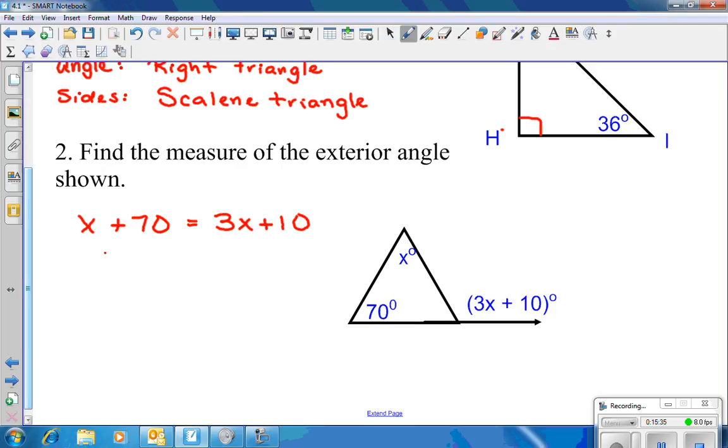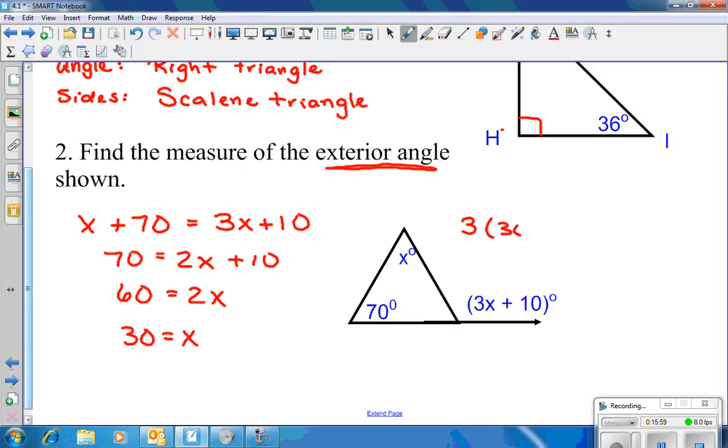You move your x's to the same side, giving you 70 equals 2x plus 10. Subtract 10 from both sides. 60 equals 2x. And divide by 2. So x is 30, but it's not what it asks for, is it? It wants the exterior angle. So that means that we have 3 times 30 plus 10. All right, 3 times 30 is 90, plus 10, you said it's 100. So 100 degrees is your answer.